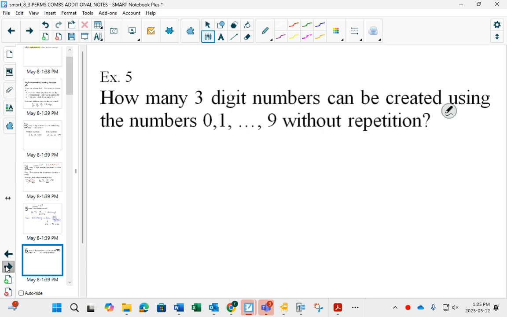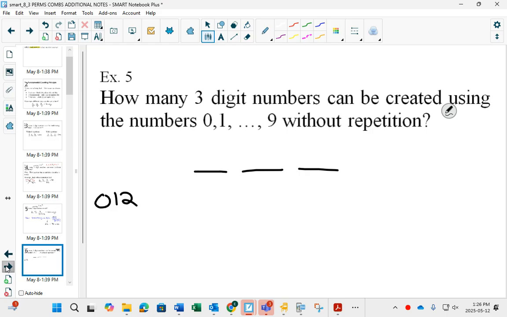Okay. How many 3-digit numbers, so it makes us think of 3 decisions, can be created using the numbers 0, 1, 2, all the way up to 9 without repetition? This one is tricky because there's a restriction, but the restriction is hidden. Can you see which number has a restriction on it? It has something to do with 0. Is this a 3-digit number? 12.